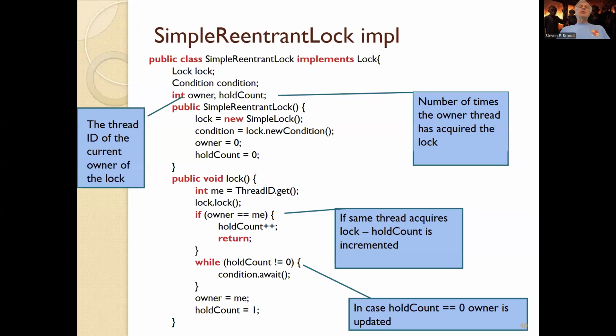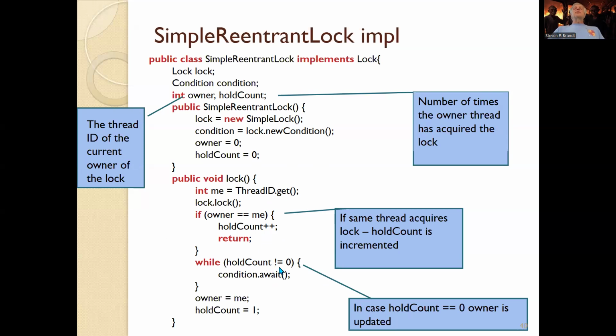So here's how it could look. We have a lock, we have a condition, we have an owner, and a hold count. And we're going to initialize all those things. In our lock method, we're going to get our thread ID. We're going to lock the lock. We're going to check if the owner is me. If the owner is me, I'm going to increment the hold count and return.